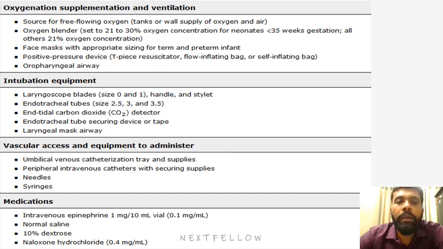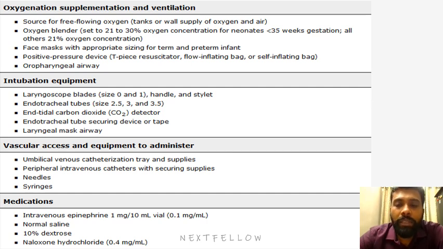Next is a source of free flowing oxygen, oxygen blender. This is not available in most of the centers because we are essentially a resource poor country, and if available, oxygen blender is very high on the list. Face mask with appropriate sizing is mandatory, and a positive pressure delivery device such as a T-piece resuscitator or a self-inflating Ambu bag and an oropharyngeal airway.